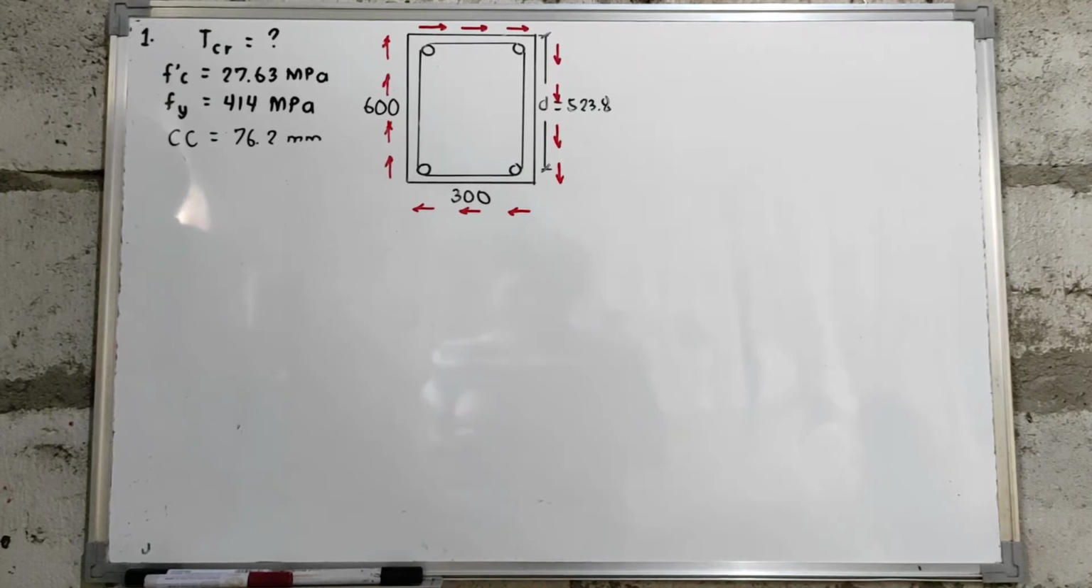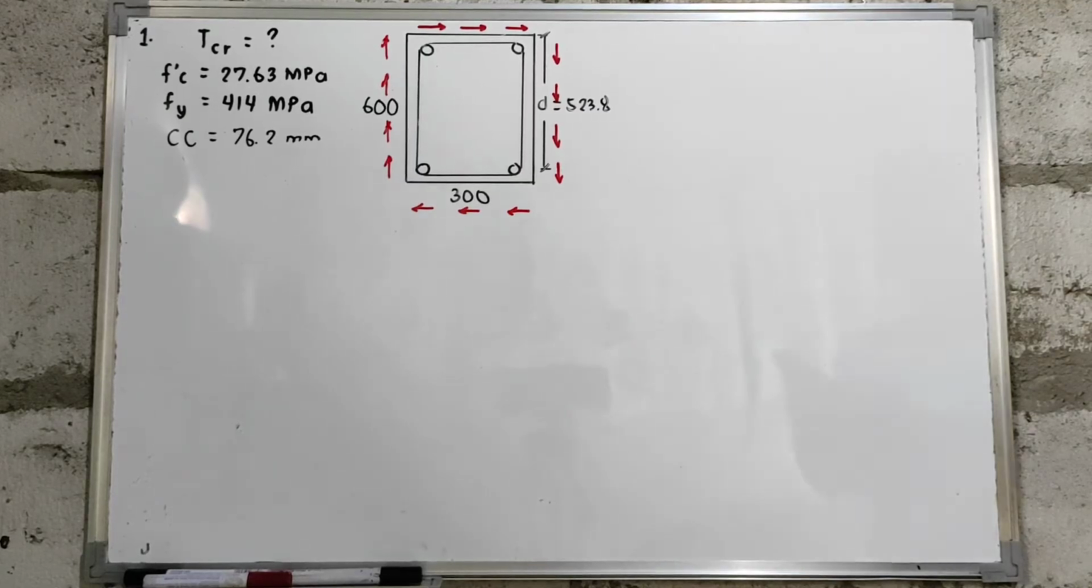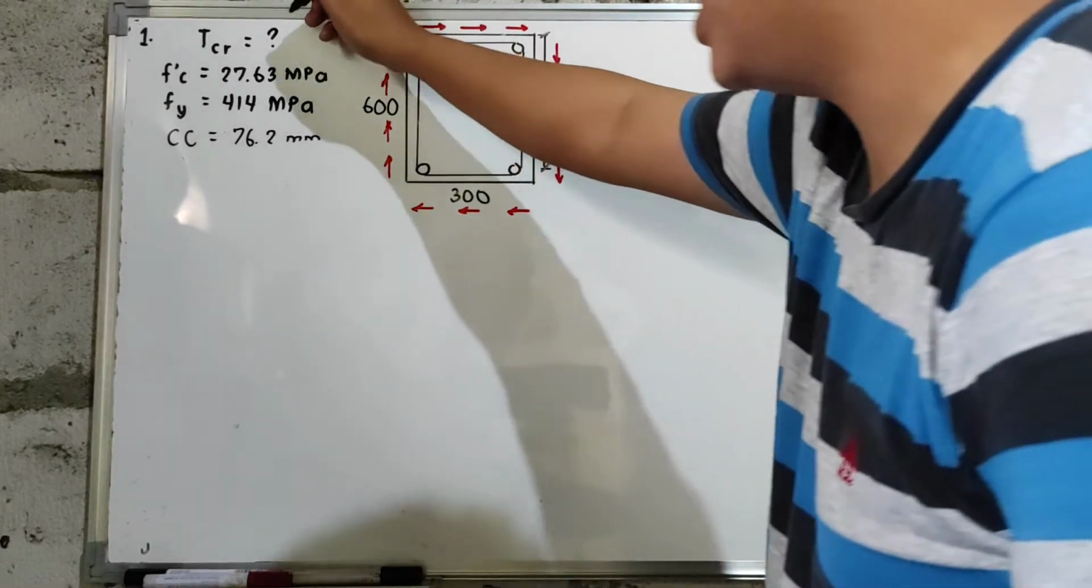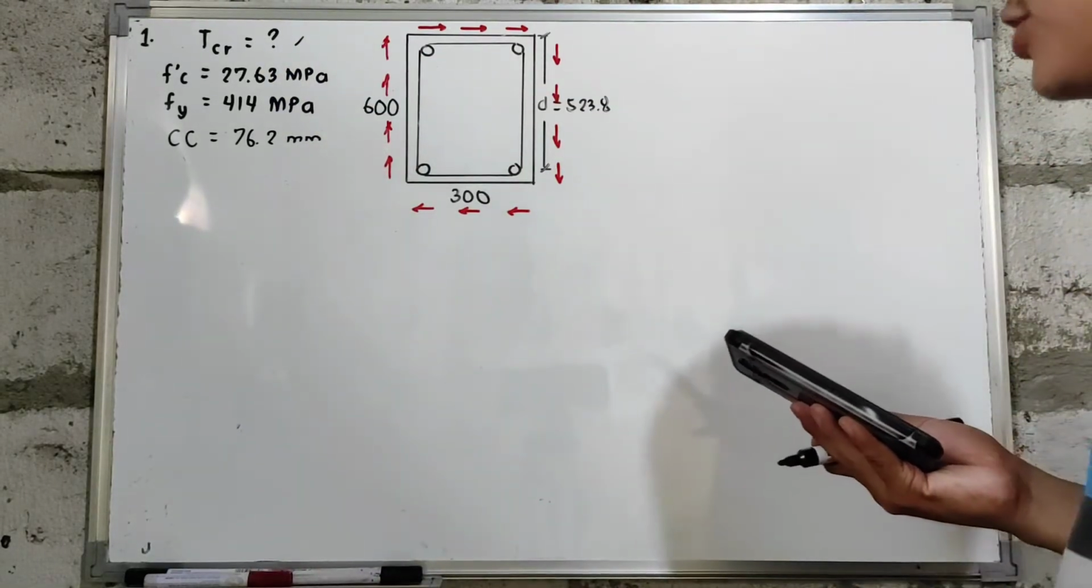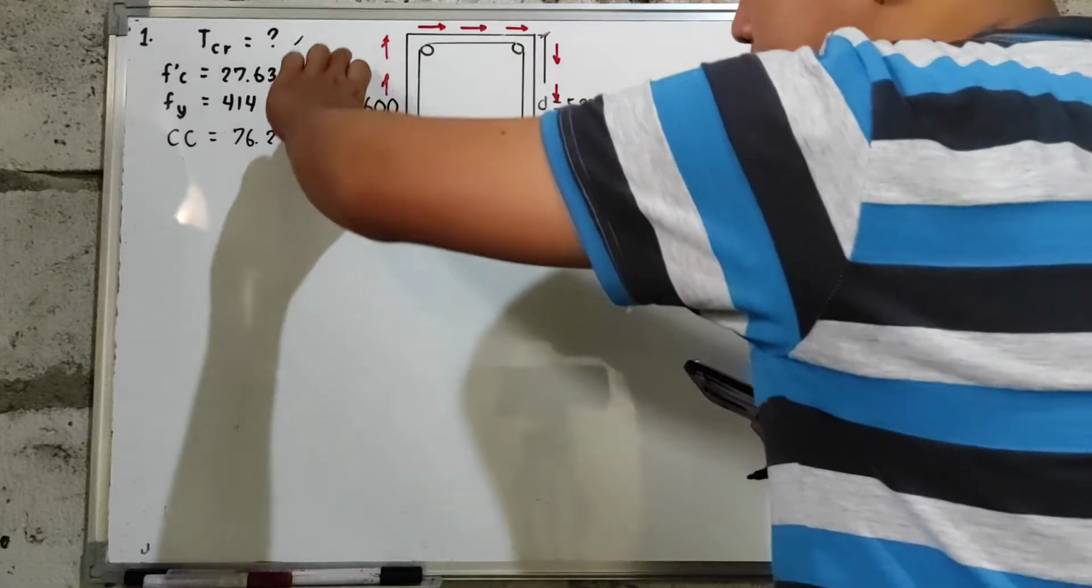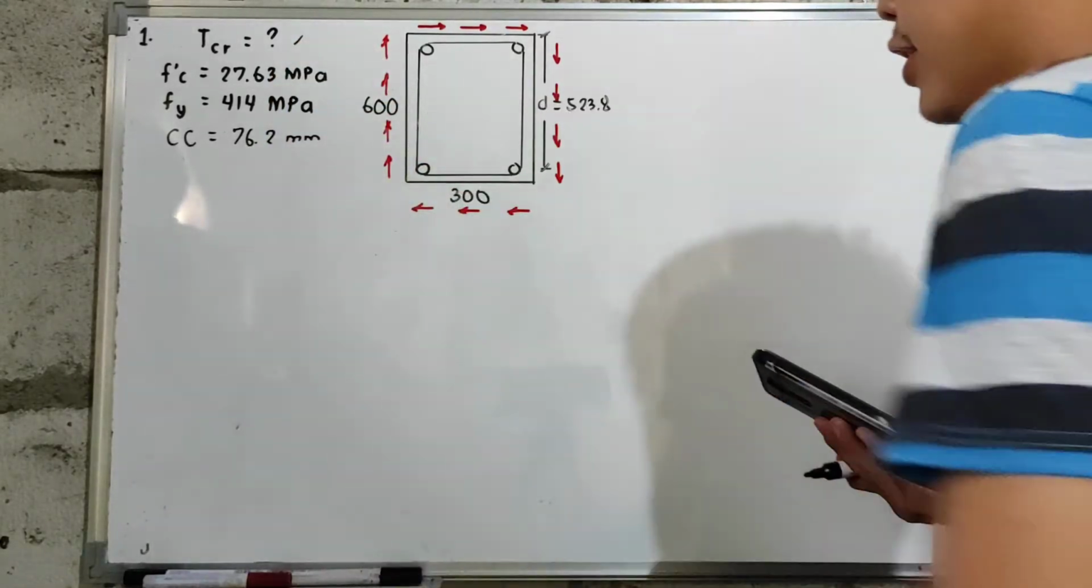Let us now discuss problem number 1. Determine the cracking torsion of the section. So, hahanapin natin yung cracking torsion natin denoted by T sub CR. So, meron tayong cross-section dito na 300 by 600 mm na concrete beam.